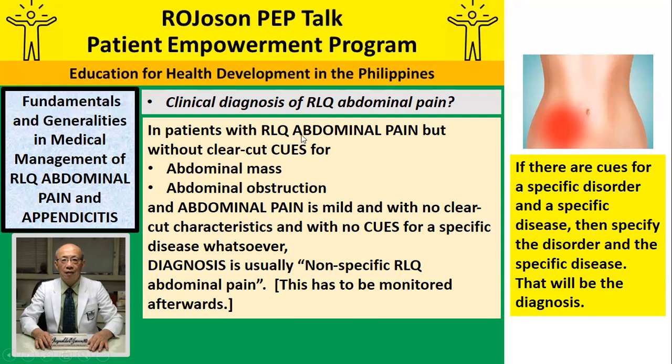In patients with right lower quadrant abdominal pain but without clear-cut cues or signs for abdominal mass or abdominal obstruction, because if you have an abdominal mass or obstruction you don't consider the non-specific anymore, it's quite specific. But in the absence of cues for abdominal mass or obstruction, and the abdominal pain is mild, with no clear-cut characteristics, and again no cues for a specific disease, the diagnosis is usually non-specific right lower quadrant abdominal pain. This one is the disorder; this one is the particular disease.